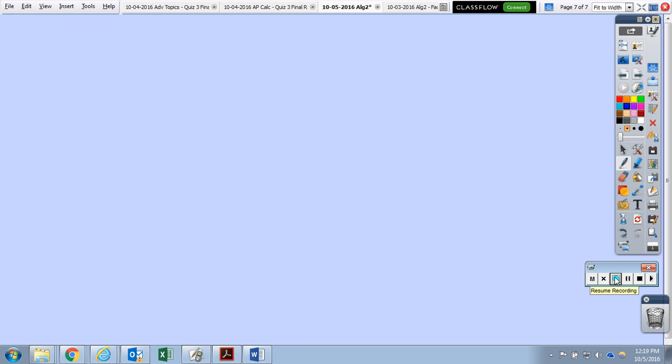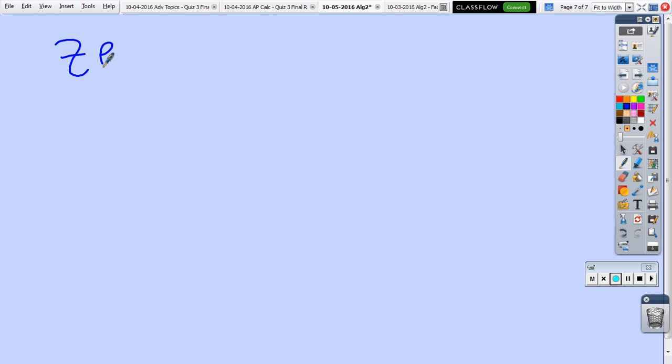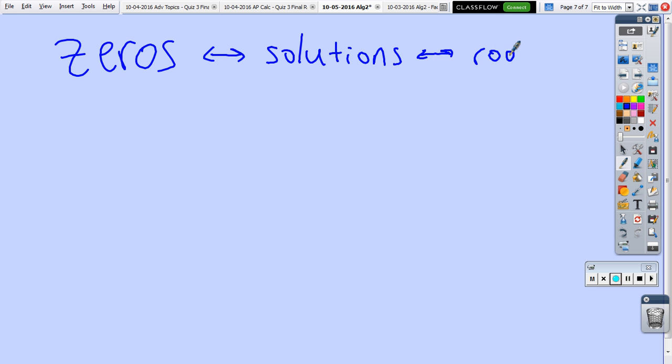I want you to understand that zeros has the same meaning as solutions, which also has the same meaning as roots. So let's get familiar with these terms right now. Roots, solutions, zeros. Okay? So if I have a function that's written, so say for example, 47.